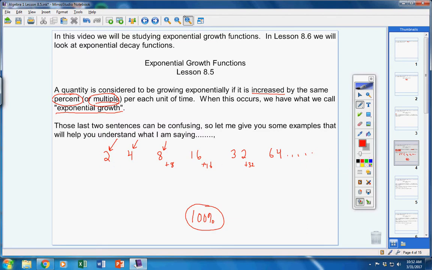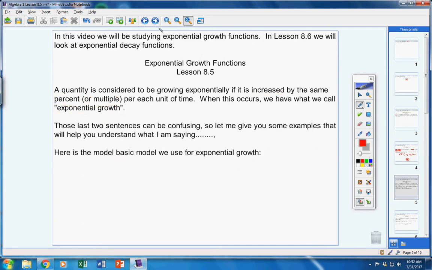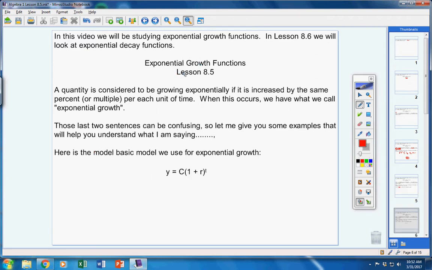Okay? Alright, moving on. Now, here is the basic model that we use for exponential growth. Okay? The basic model. Please copy this in your notes. Now, I'm going to go through quickly and show you what each variable stands for. Okay? I'm going to go fast, so you'll probably have to pause the video a lot. Okay? But here we go. The y is your ending amount. That's what you end up with after you're totally finished with the problem.